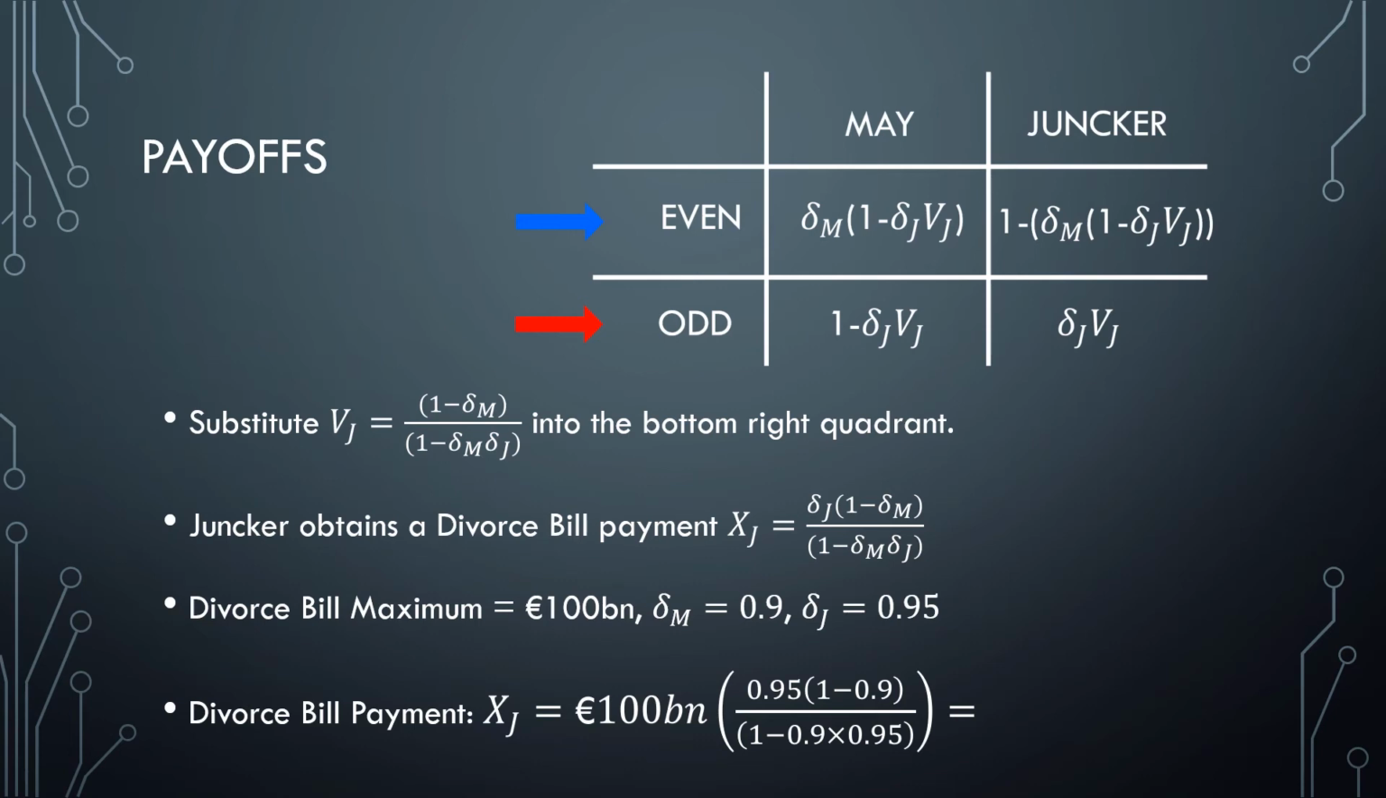Since we assume May proposes the offer in the first period, we substitute the formula for Vj into the bottom right quadrant to determine her offer, denoted xj, which Juncker accepts. To solve, we substitute in the maximum divorce bill size and the discount factors for each player, giving a divorce bill payment of €65.5 billion.